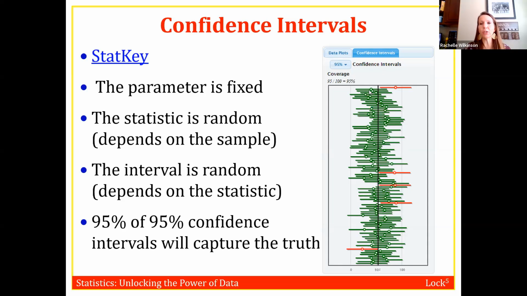So the bubbles in the middle are the sample statistic. So we take our sample statistic and then we add and subtract that margin of error. So the two lines on either side represent the margin of error. So if I look at just where that green is, that shows me the span of the confidence interval.